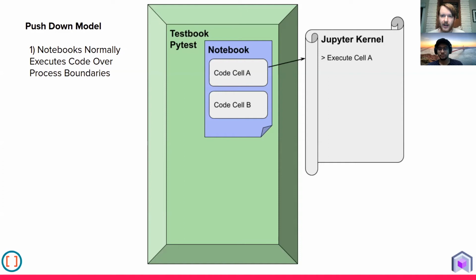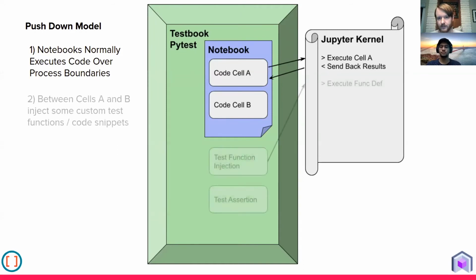So code cell A here will execute, and then it'll send back the results. So maybe some stdout logs, maybe a display message with a nicely rendered graph or something like that. So that's how the kernel operation communication runs.